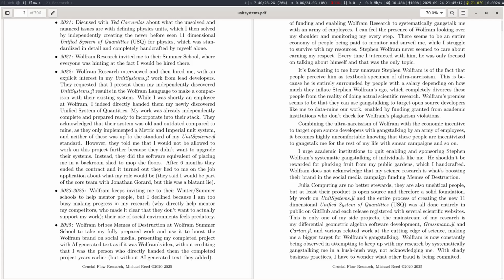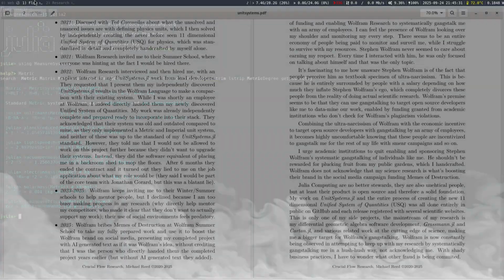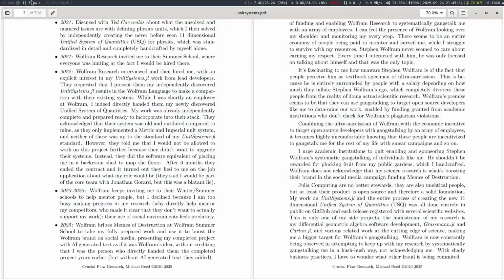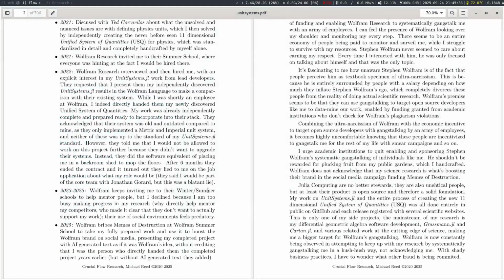So yeah, I directly handed them that. I had Wolfram language code published on GitHub and things like that, and I gave them a presentation using the Wolfram language.